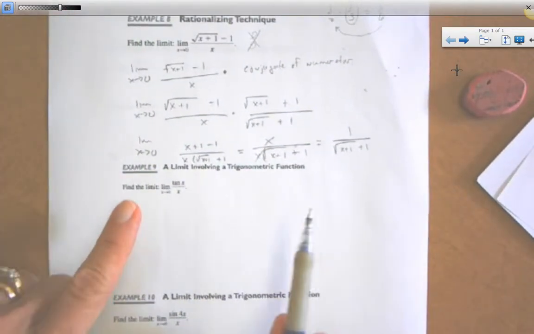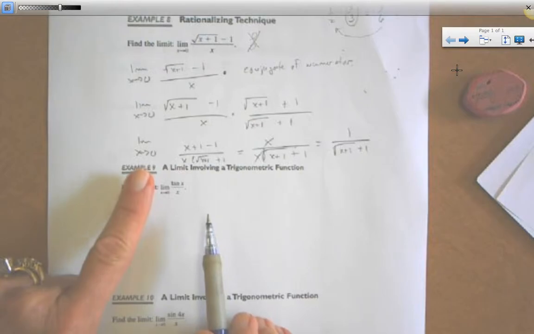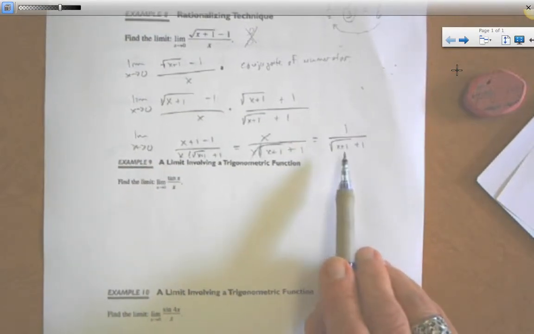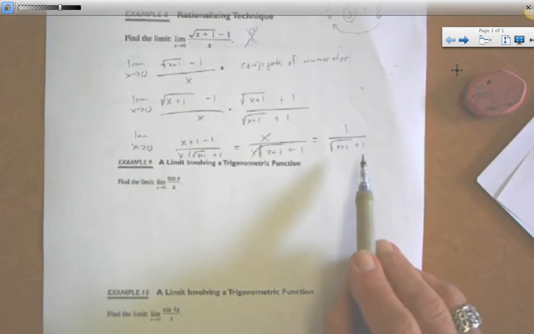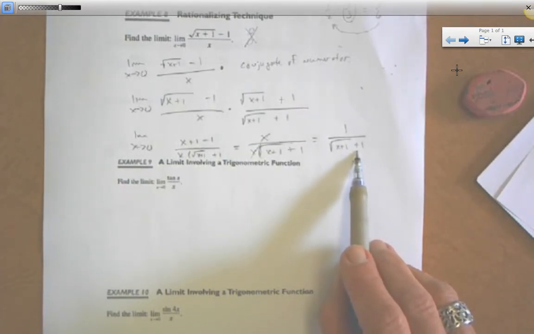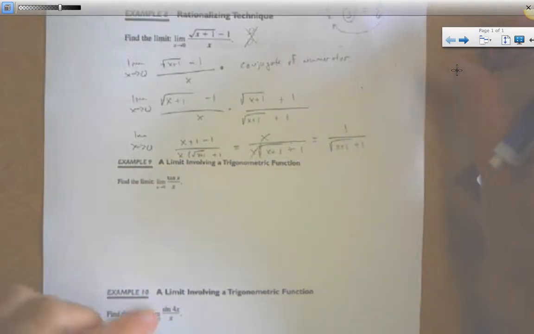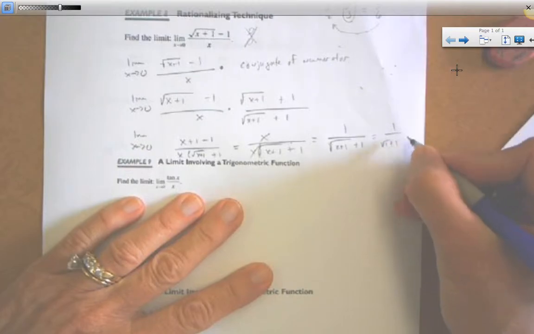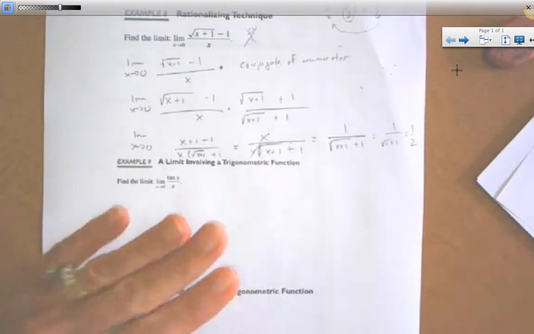At this point, I can now employ direct substitution because my denominator can be defined. It won't drop out. It would drop out if I had a minus sign here. I have a plus sign now, so everything works out. So putting in 0, 1 over square root of 1 plus 1 is 1/2.